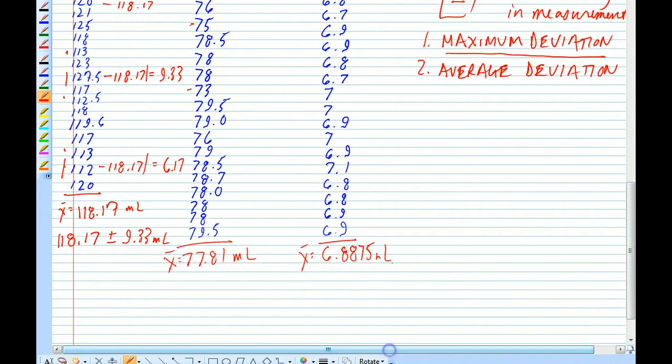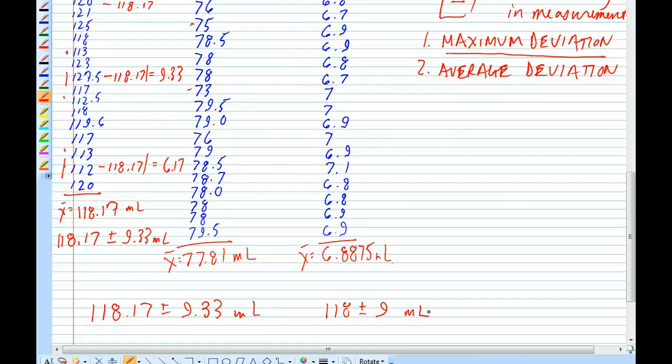Except for one thing. I'm going to change this a little bit. Instead of writing 118.17 plus or minus 9.33, I'm going to write 118 plus or minus 9. Why would I drop the decimal places, Mark? Because a plus or minus is already an estimate. Yeah, and it holds for both of these.